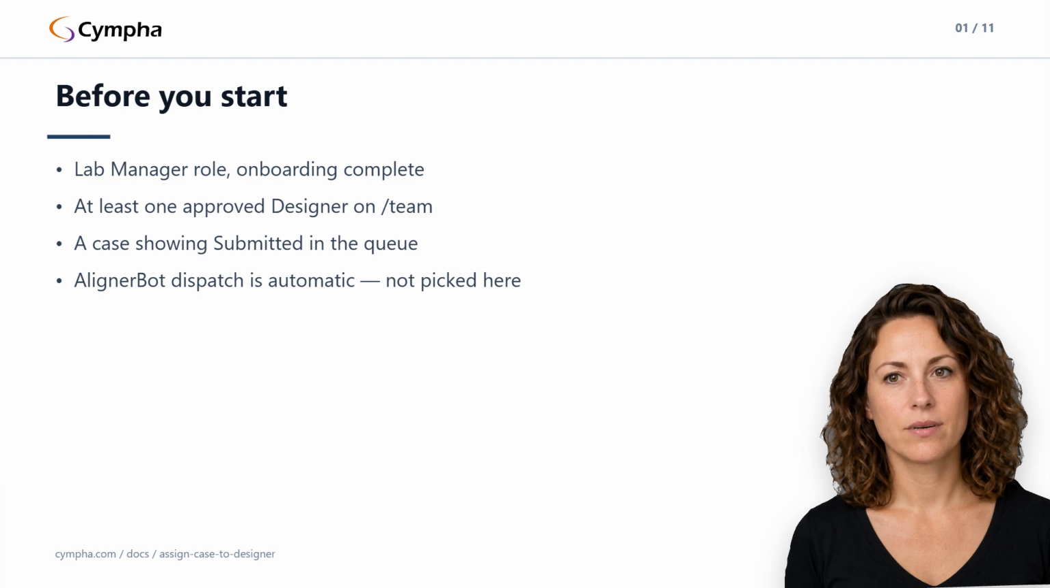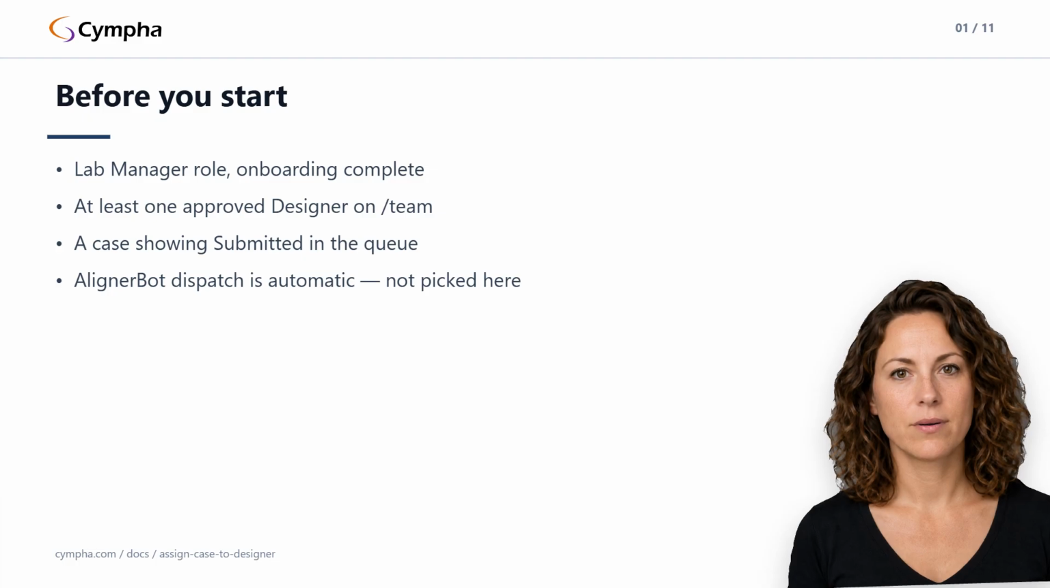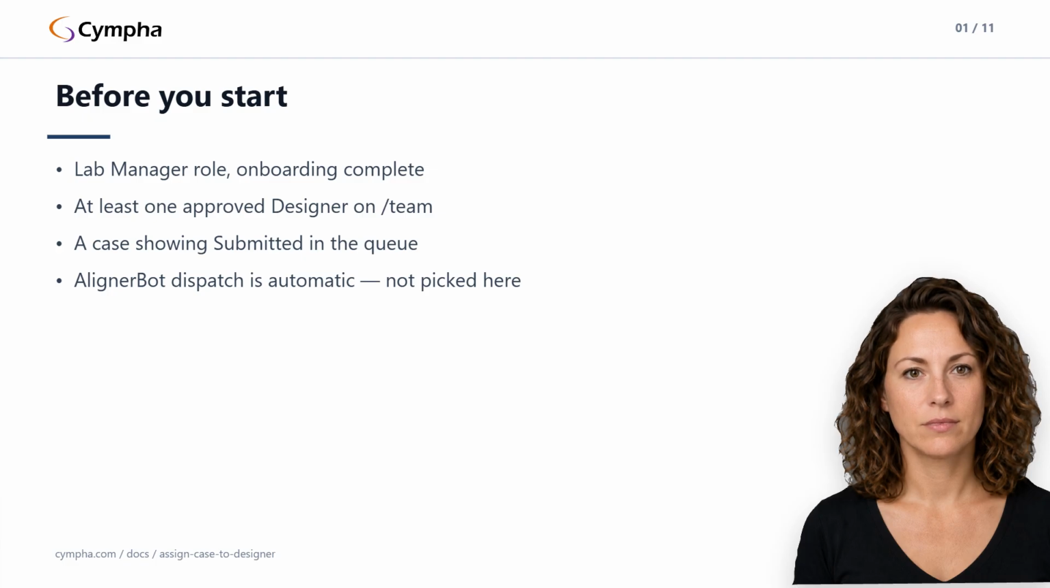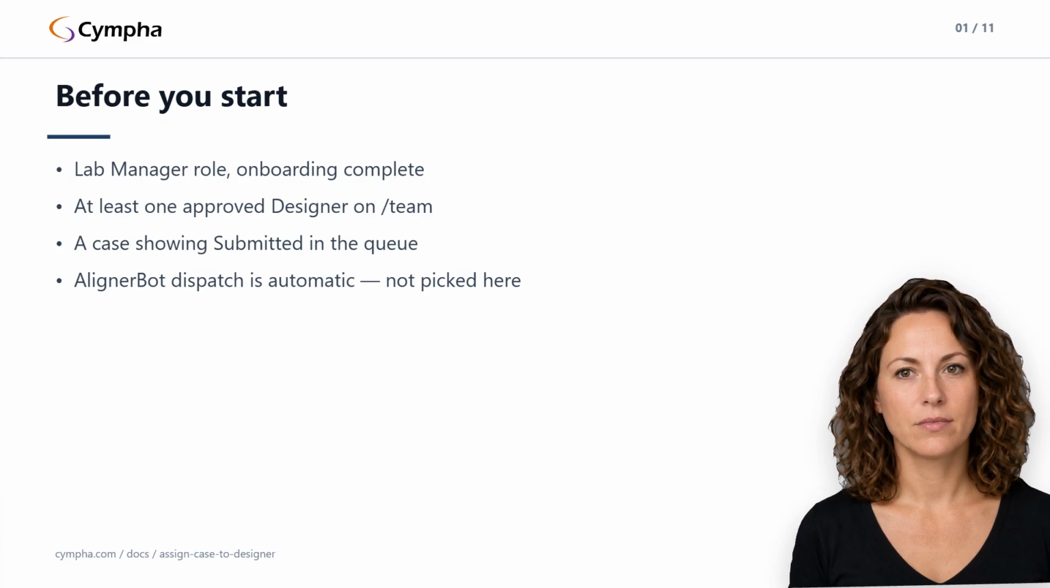And you need a submitted case to work on. The status badge reads submitted while a case waits for triage. One expectation to set right now: if you want AlignerBot to do the work instead of a human, that's not a choice you make in the assign dialog. What you need for that is an AlignerBot team member whose workstation is paired. There's a separate install and pair guide for the agent side of it, and then the work dispatches automatically to that paired workstation. It is never picked from this dialog. We'll come back to exactly how that behaves in a few minutes.